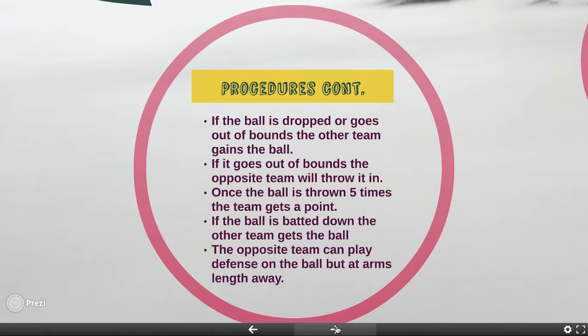If it goes out of bounds, the opposite team will throw it in. Once the ball is thrown 5 times, the team gets a point. If the ball is batted down, the other team gets the ball. The opposite team can play defense, but at arm's length away.